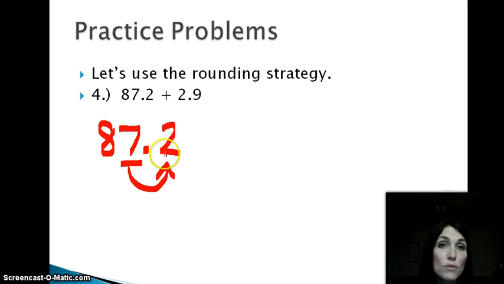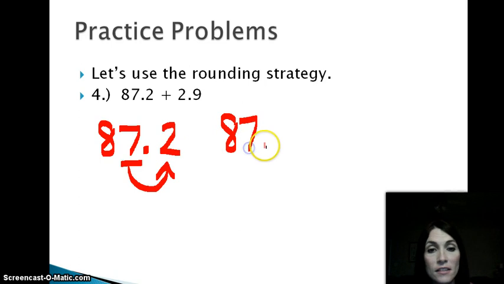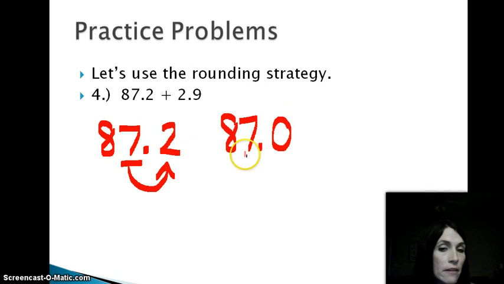I know that 2 is 4 or below, so I'm going to let the 7 go, and it is going to stay a 7. Everything behind it becomes zeros. Now I'm writing this in even though you probably know 87 is equivalent to 87 and 0 tenths. But I want to leave it this way just in case you ever have a bigger number that you're working with, you'll get used to putting the zeros in. But we know that they're equivalent, 87 and 87 and 0 tenths.